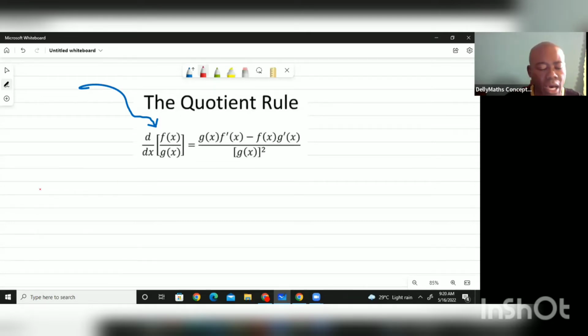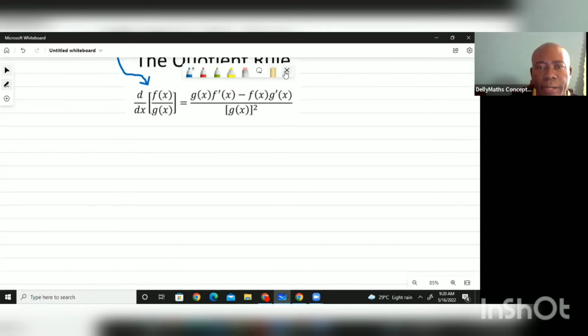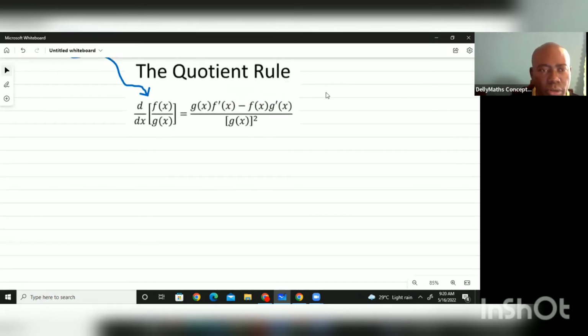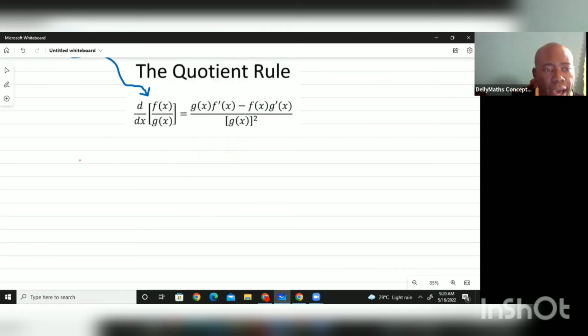Let us look at two quick examples. All right, so we're taking the derivative of a quotient using the quotient rule. Let us say that we have y is equal to x plus 1 over x cubed plus 2.